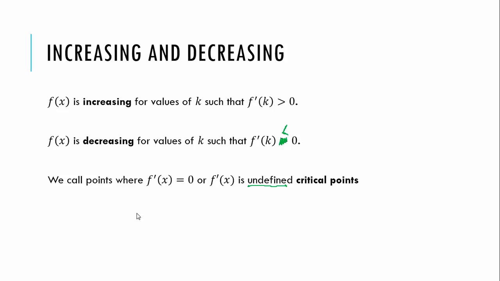So I'll give you an example of an undefined point. You may have a function like this, then all of a sudden you have this nasty corner here. And remember, functions are not differentiable if you have a corner. So at this point right here, this would be undefined. And we also call that a critical point. We call it critical because it is critical to knowing what the function looks like.